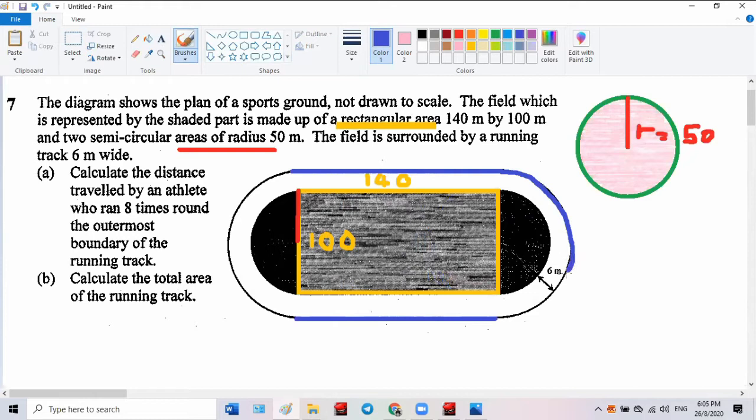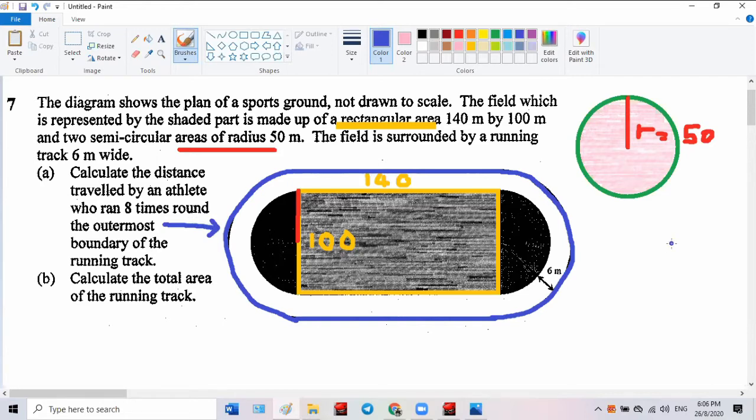So you can see this circular track. 6 meters. Can you follow? It is just surrounded by a track, the blue one, which is 6 meters wide. Understand? Calculate the distance traveled by the athlete who ran 8 times round the outermost boundary. This is called the outermost boundary of the running track.